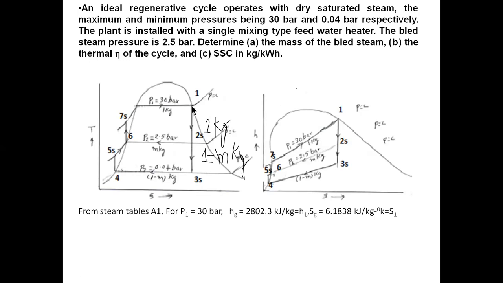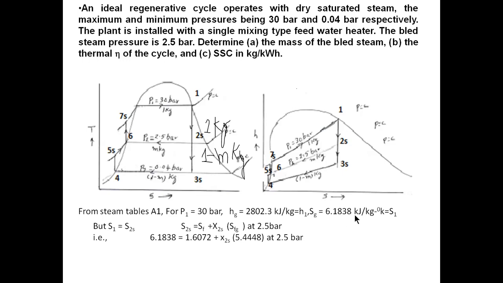You need to look into the table A1. P1 is equal to 30 bar. What is the value of hg? Okay, this itself is the H1. Hg is equal to H1. You need to note H1 here. It is the Hg value. Similarly, note at this point what is the value of Sg. Sg means at this point one. What is the value of Sg?